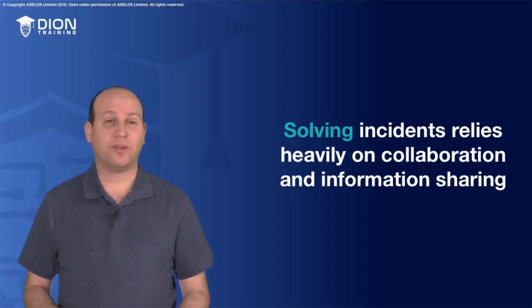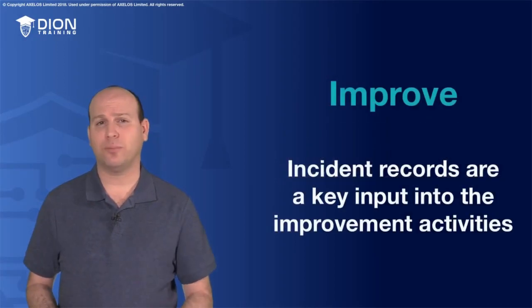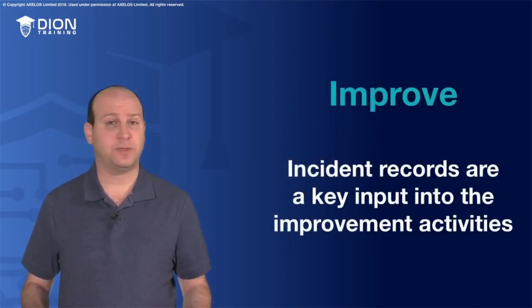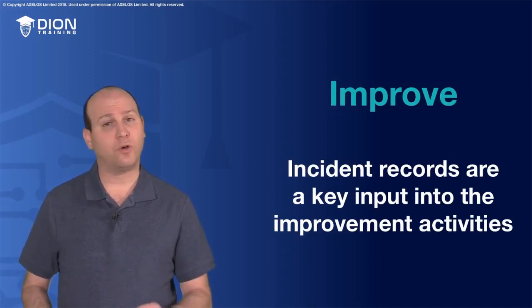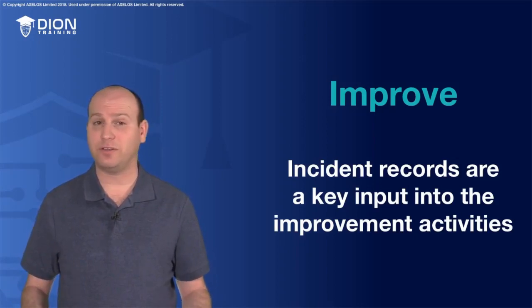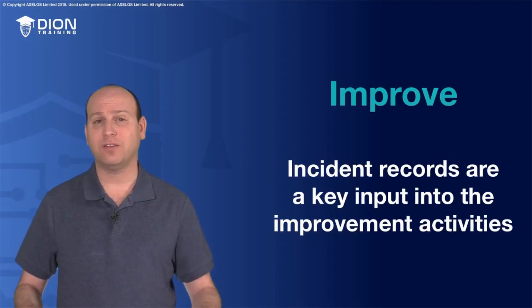So when we think about this through our value chain activity lens, which ones are going to be affected? Well, let's start with improve. When we're talking about improve, we're going to be thinking about the incident records in our incident management system. These are a key input to our improve activities. If we can go in there and find the frequency and severity of different incidents, we can figure out where we need to put more resources, time, or money to improve ourselves.